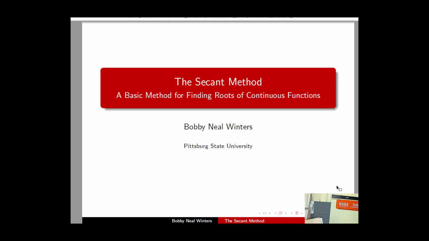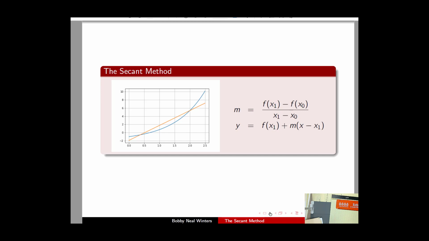So here, this lecture is about the secant method. This is a basic method for finding roots of a function when you just know that it's continuous. Let's take a look. So the idea here is similar to Newton's method, where we approximate our function by a line.